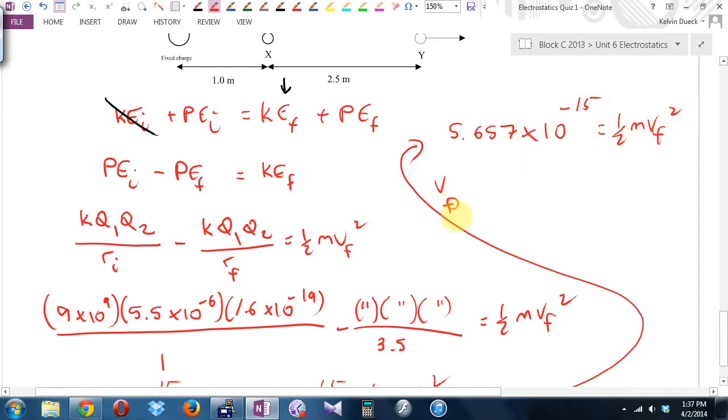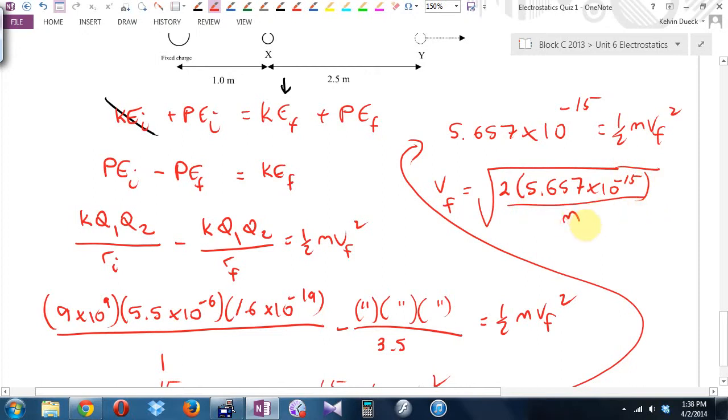So v final is going to be the square root of 2 times 5.657 times 10 to the negative 15 divided by the mass. Which mass? What mass is moving? What charge is moving? Oh, that's on my formula sheet. I don't have it memorized. What is the mass of a proton? I know it's 1.67, but I can't remember more than the to negative 27?